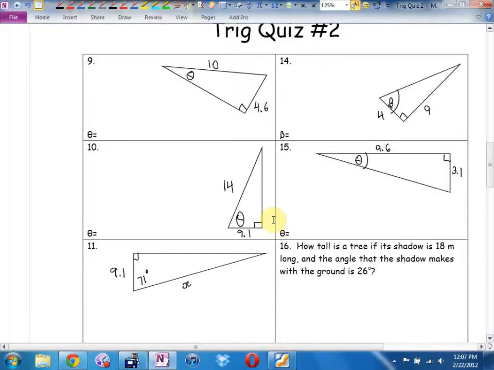Number 9. Okay, now we're finding angles. I still start out by labeling opposite, hypotenuse, sine. What always goes next to the trig function? The angle. 4.6 over 10. How do I find an angle?